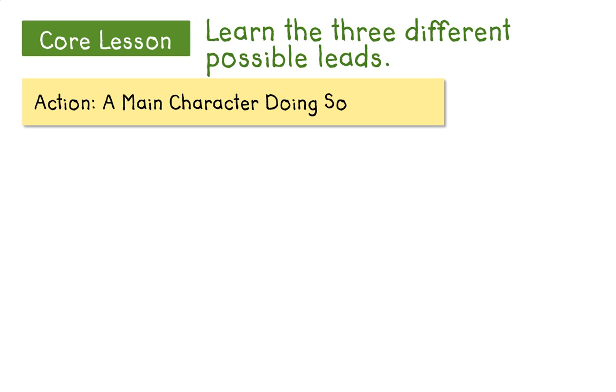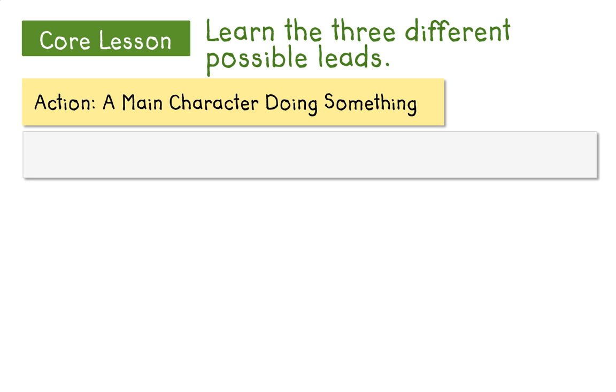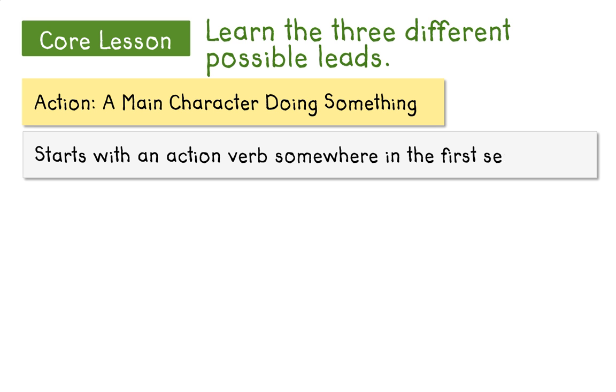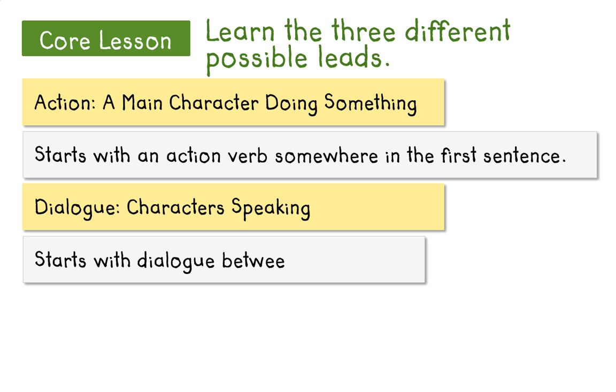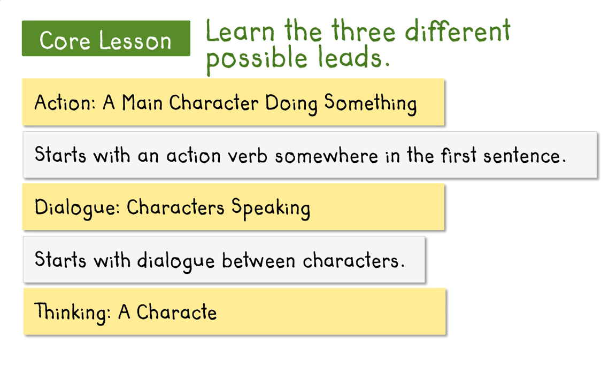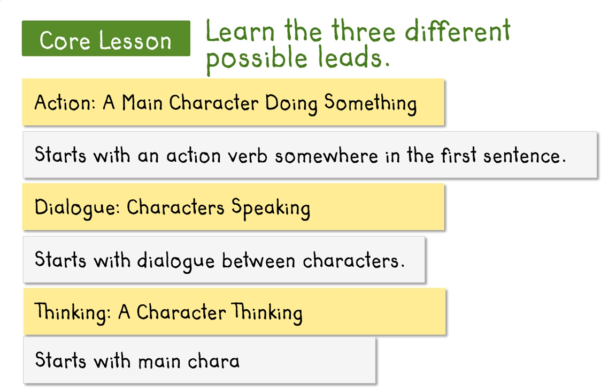The first is an action lead, and it has the main character doing something. So this is going to start with action verbs somewhere in the first sentence. The second type of lead is a dialogue lead, and this has characters speaking. And this is going to start with dialogue between characters. The third type of lead we'll look at today is the thinking lead, which has a character thinking. And so this starts with the main character thinking something.